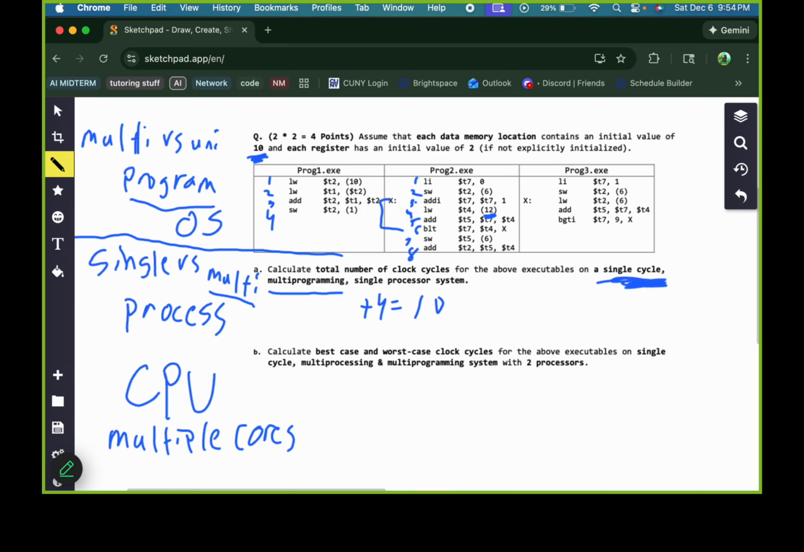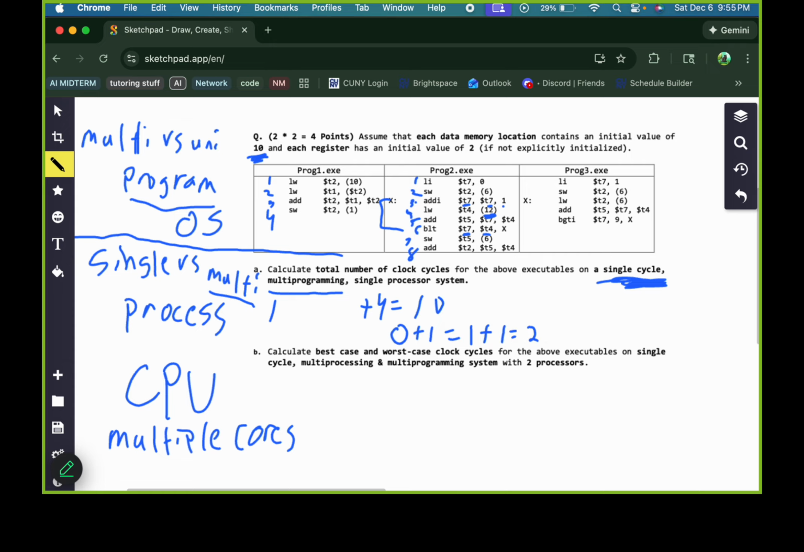Okay, T7 is initialized at 0. Okay? So I first add 1 to T7. So I start out with 1. Okay. Is T7, 1, less than T4, which is 10? Yes. We branch again. So this is happening once so far. I add 1 again.